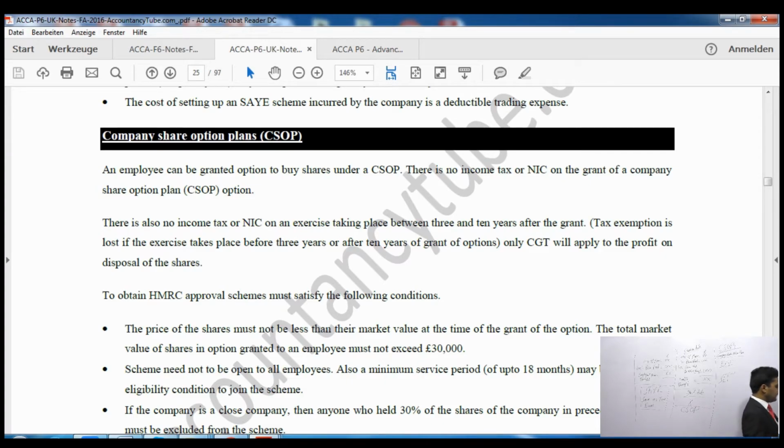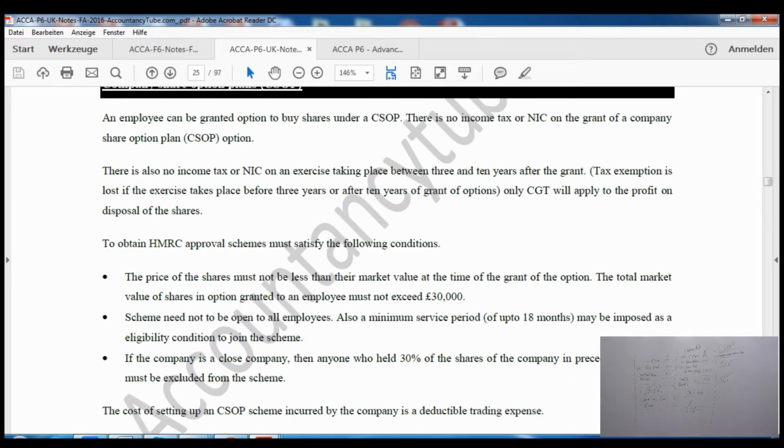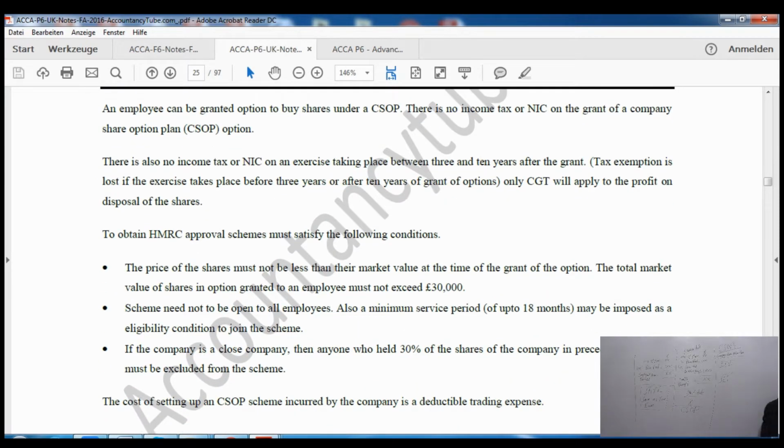The next one is company share option plans. An employee can be granted options to buy shares under the ESOP. There is no income tax or NIC on the grant of the company share option plan, so there is nothing on the grant date. There is a minimum holding period, so if you exercise the shares within that period, there will be nothing on the exercise date as well, no income tax and NIC.